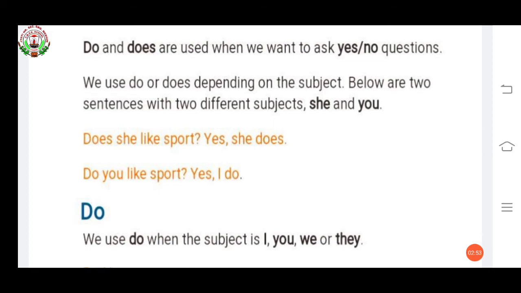Does she like sport? Yes, she does. Now, do you like sport? Yes, I do. Here you can see does is used with she and do is used with you. Remember this thing. We use does with third person, he, she or it. And we use do with I, you, we and plural.